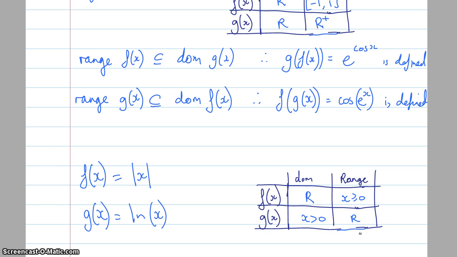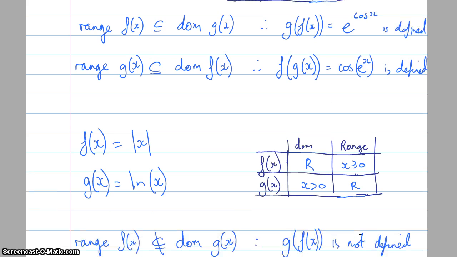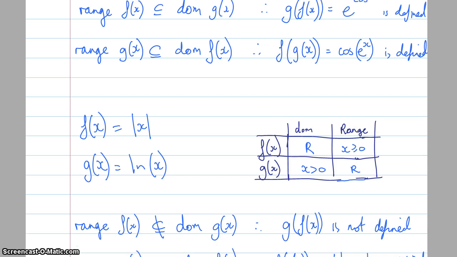So I ask myself the question, does g of f of x exist? Is the range of f of x a subset of the domain of g of x? Now, does x is greater than or equal to 0 fit into x is greater than 0? I can tell you no, because that one includes 0, but that one doesn't include 0. So this graph here is not defined. I'm not able to draw it, unless I make some alterations, which I can show you in just a little bit. But that graph doesn't actually exist for all of the times that I want it to exist.